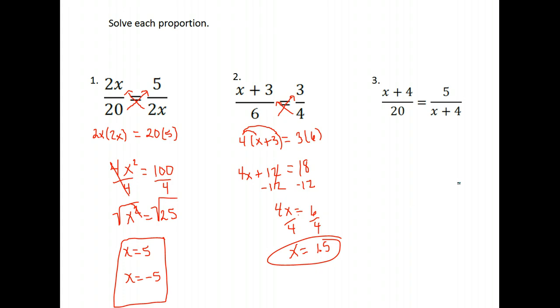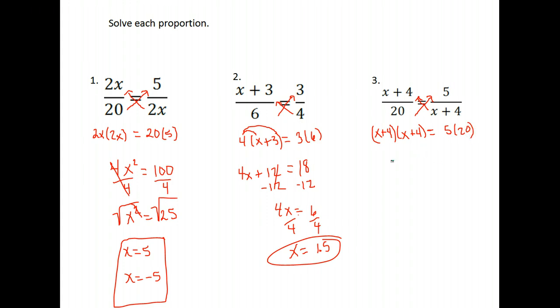Alright, here is our final example. So this one, again, we have a little more complication. We have x's in more than one place. You start the same way. You cross multiply. So take the bottom of one side times the top of the other. That gives us x plus 4 times x plus 4, the equal sign and a 5 times 20.